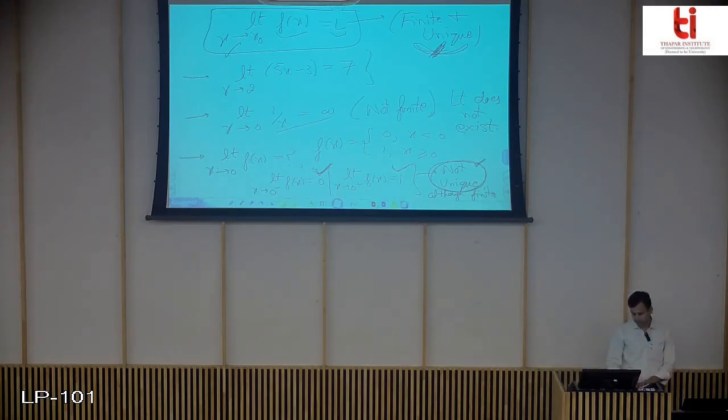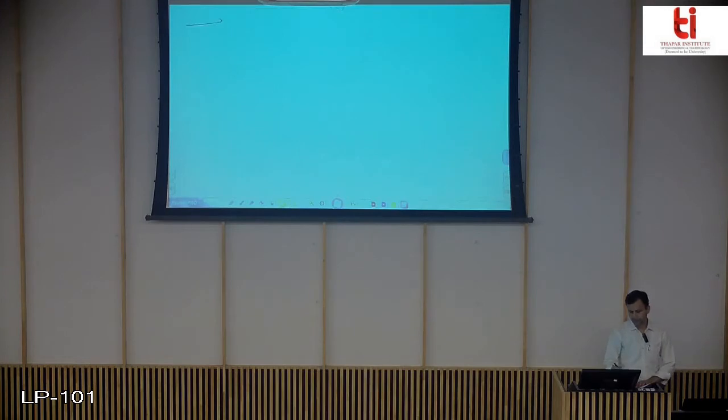Now another thing for uniqueness, you can also take an example of this thing, limit x tending to 0 of sine 1 by x. So in this case it fluctuates, the limit fluctuates between minus 1 and plus 1, minus 1 and plus 1. So it is again not unique. So limit does not exist.